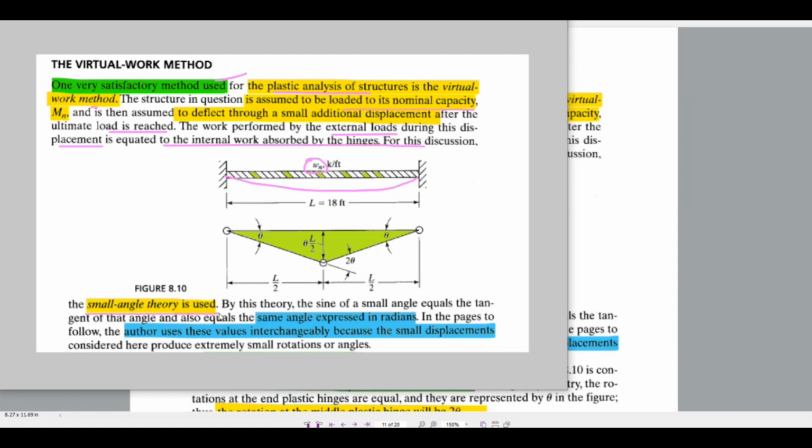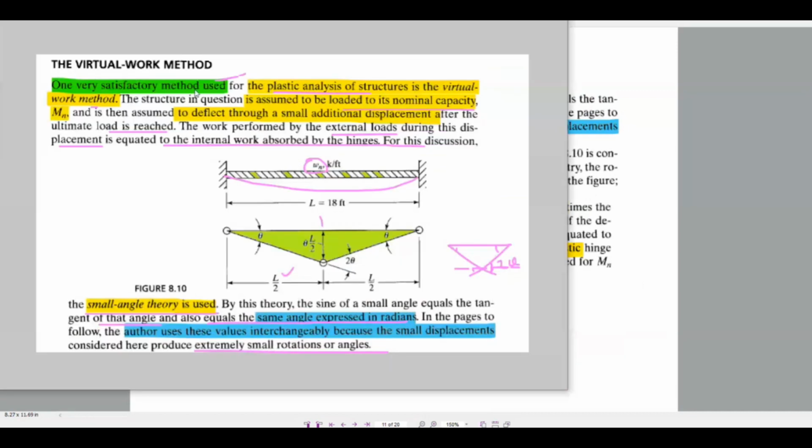A small angle theory is used for this discussion. By this theory, the sine of a small angle equals the tangent of that angle and also equals the small angle expressed in radians. If this is theta and this is L by 2, this particular length is theta into L by 2. If this is theta, this is 2 theta, and we can see it from here. If you draw a parallel line here, this angle is theta, so this angle is theta, this angle also is theta, so this will be 2 theta. In pages to follow, the author uses these values interchangeably because the small displacements considered here produce extremely small rotations or angles.